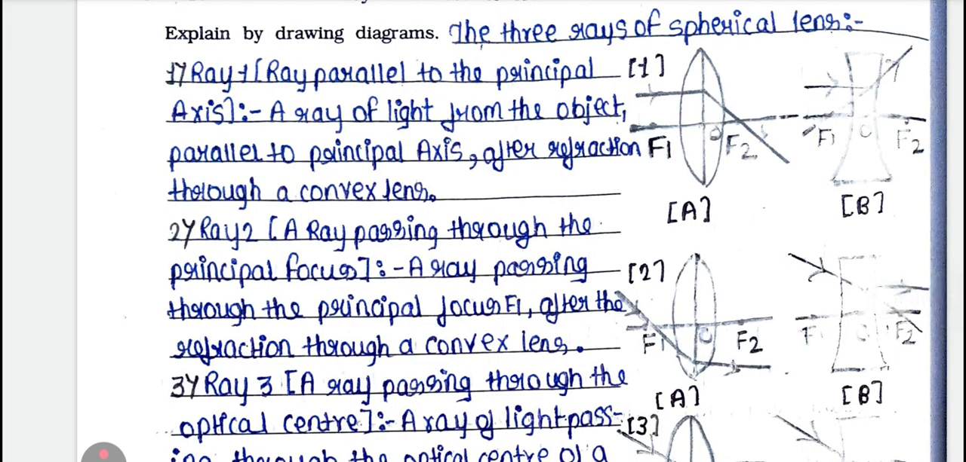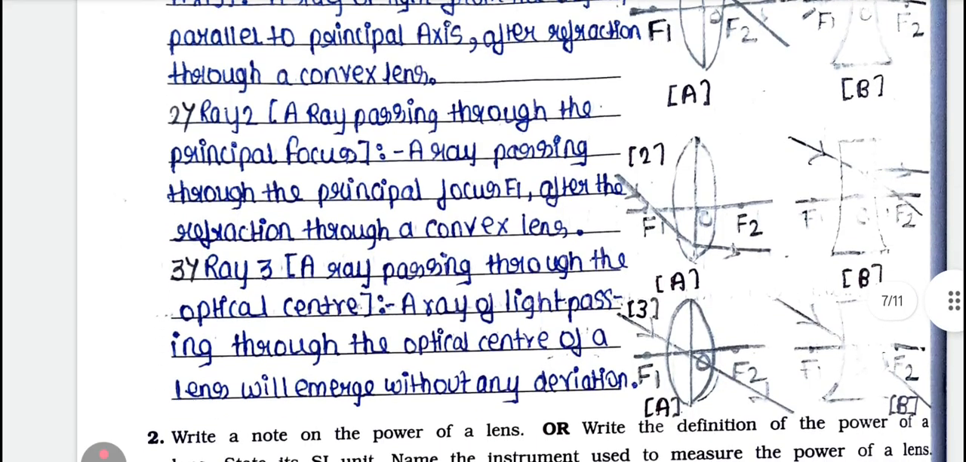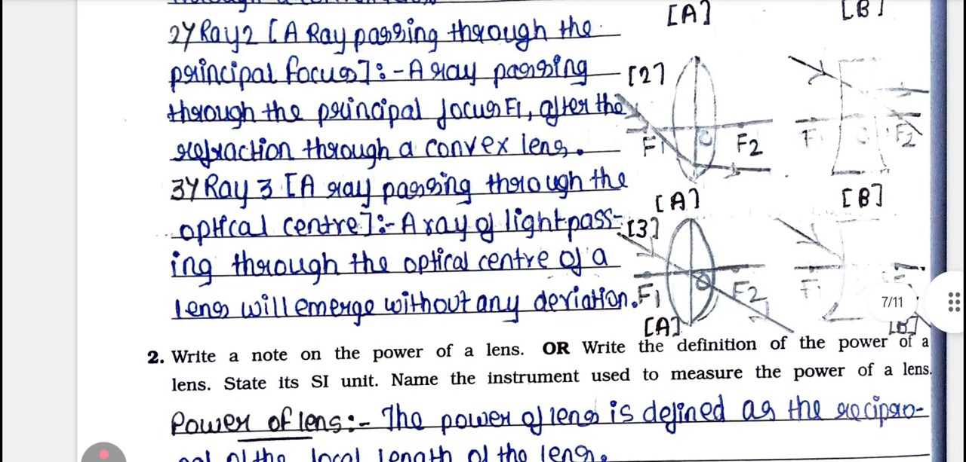नेक्स्ट रे टू। रे टू में क्या बताया गया, रे पासिंग थ्रू द प्रिंसिपल फोकस। तो पास करेंगे तो रे पासिंग थ्रू द प्रिंसिपल फोकस आफ्टर रिफ्रैक्शन कॉन्वेक्स लेंस की तरह स्ट्रेट हो जाएगा, करेक्ट, पैरेलल एक्सिस की तरह। नेक्स्ट, रे पासिंग थ्रू द ऑप्टिकल सेंटर में से पास करेंगे तो a ray of light passing through the optical center of lens will emerge without any deviation.